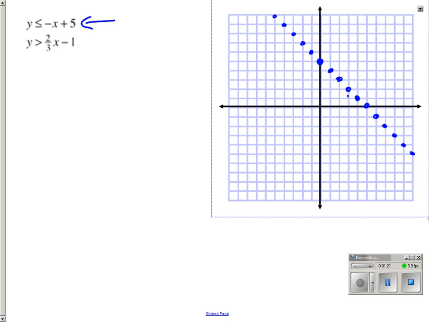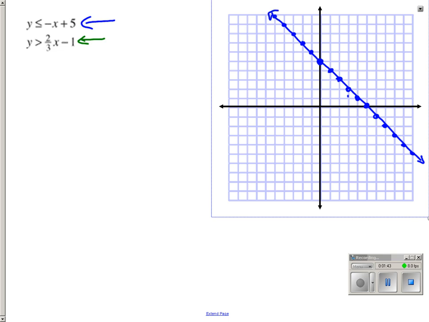So this one is less than or equal to, which means I'm going to have a solid line for my boundary. So I got my solid line in there. Okay, so there's my boundary line, just as so. That one's been graphed. And then I'm going to graph my other boundary line. Let's use green for that one because green is such a neat color.